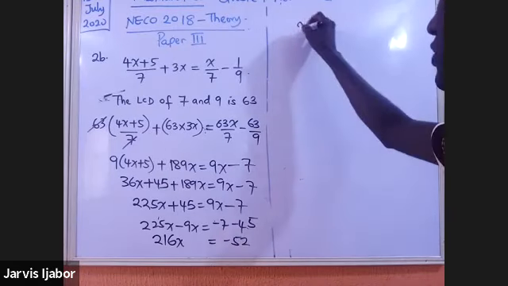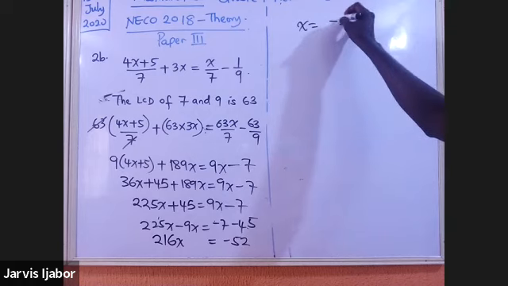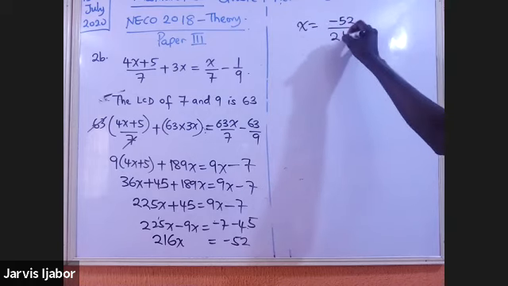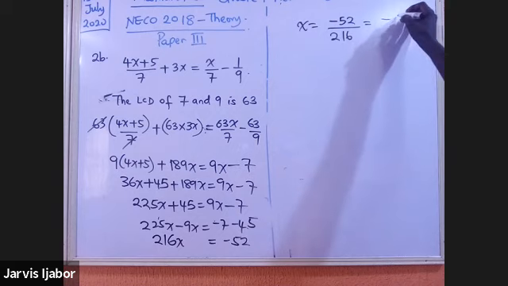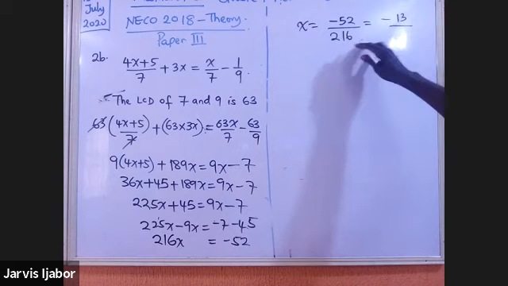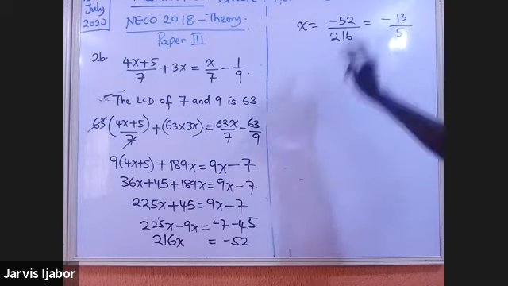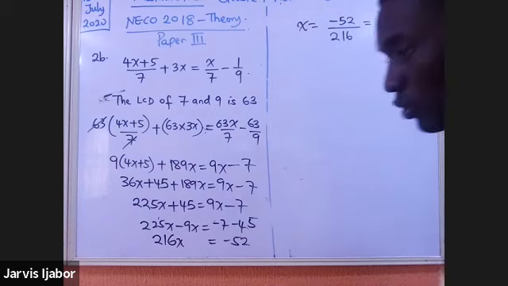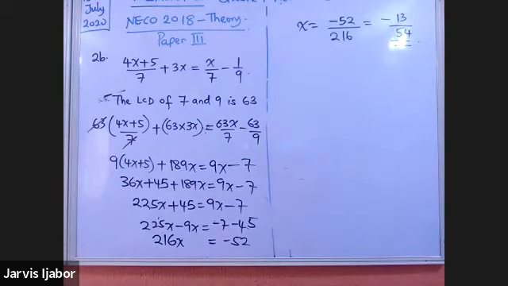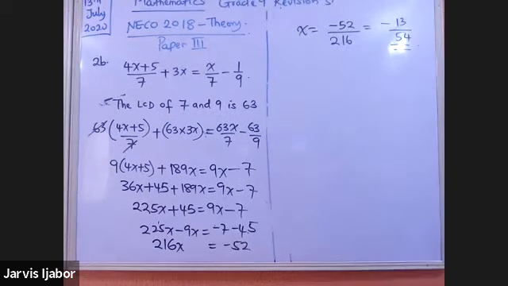So which means x will be equal to negative 52 over 216. And that will give you negative 13 over 54. So I'll leave you to do some extra confirmation on that and see whether we have done what is right. But if we have done what is right, that's what the question should be, and that's what the answer that will follow would look like.